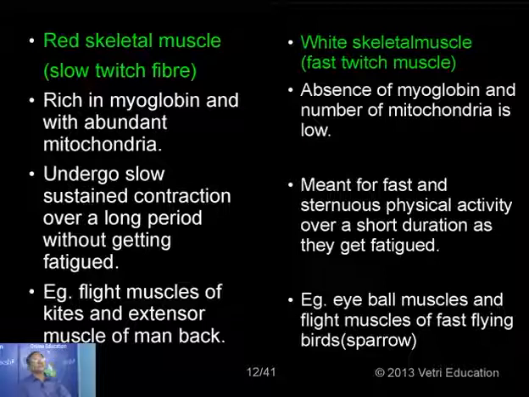The flight muscles are meant for the flight in the case of birds. The flight muscles are an example of red skeletal muscle, and similarly our back muscles. When you are walking for a longer time, the back muscles get tired only very slowly. They undergo very slow sustained contraction. Unlike the eye muscles in human beings, which work fast.